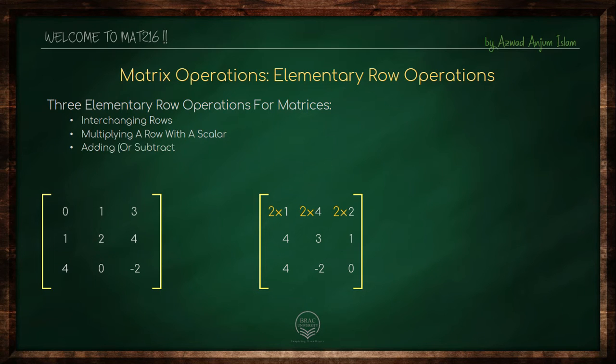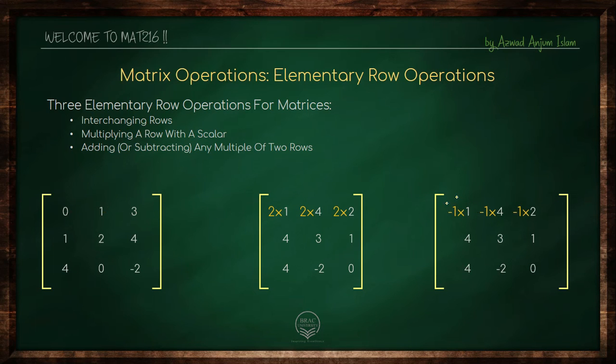The third operation is adding. Adding and subtraction is basically the same thing. Think of subtracting as adding a negative number, right? So we can add any multiple of any 2 rows. So if we multiply the first row with -1, we get -1 here, -4 here, and -2 here. And if we add that with the second row, we get a different matrix. So this is the third type of elementary row operations. You are going to see how and why we use these row operations in a matrix very soon in this very course.